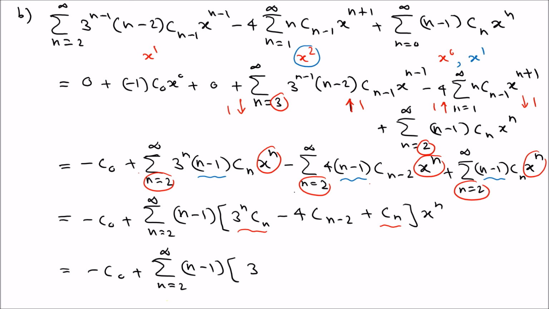Inside you have 3n plus 1 cn minus 4 cn minus 2 xn. Okay, so that's the final simplification. We can use these when you try to solve differential equations. So let's do one last problem.